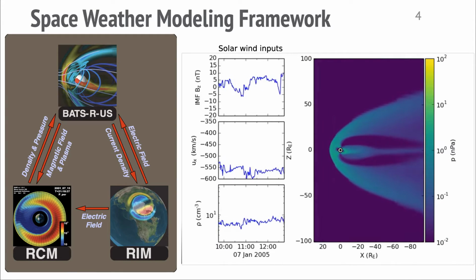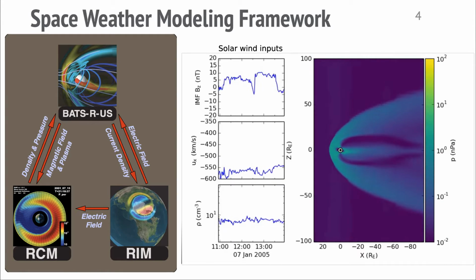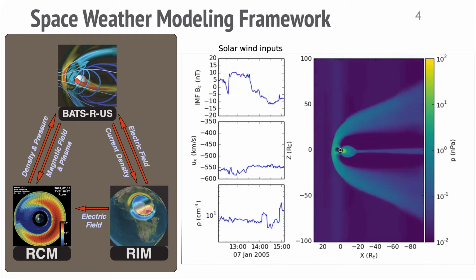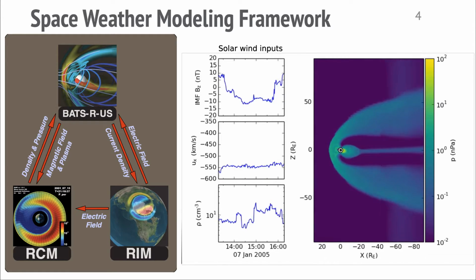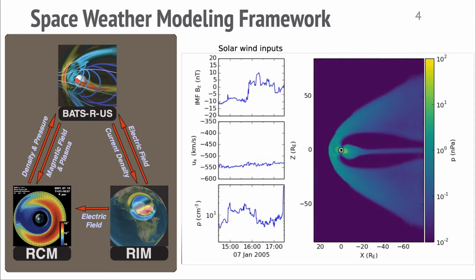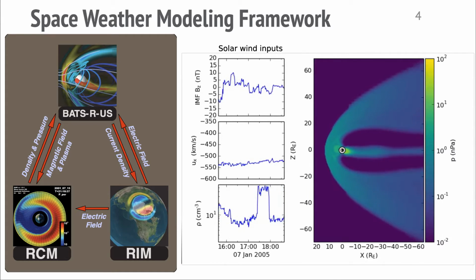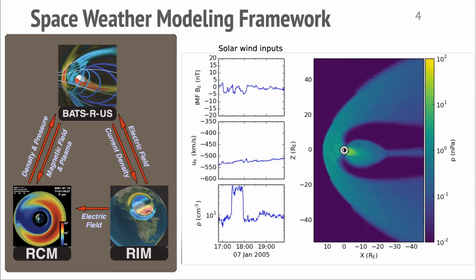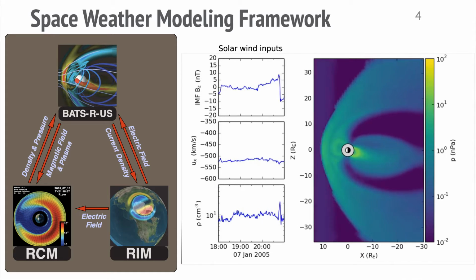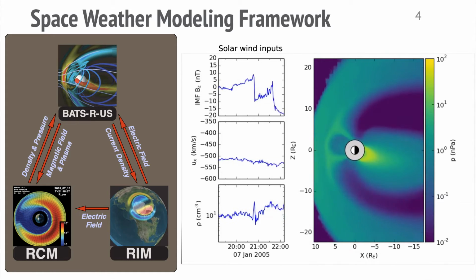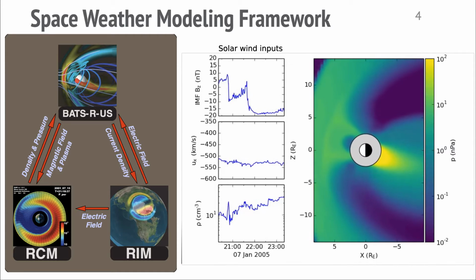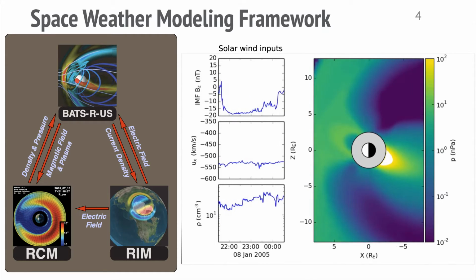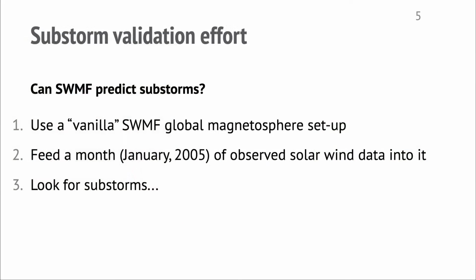The MHD model that I'm using is the Space Weather Modeling Framework. It's used by many researchers and also operationally by NOAA SWPC. And this and other MHD models have been used for many years to study substorms on a research basis, but no MHD model has been demonstrated to consistently and reliably reproduce observed substorms. So in this work, I set out to test the ability of SWMF to predict substorms.